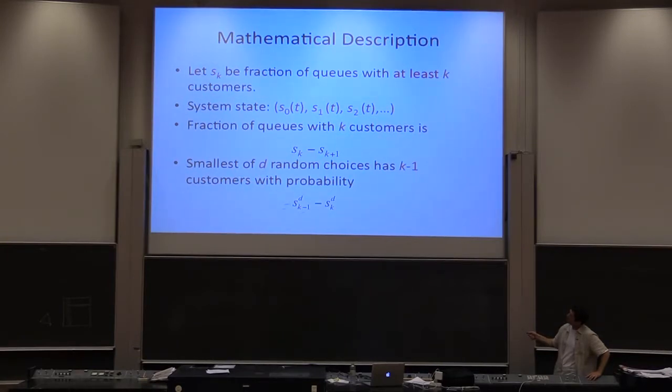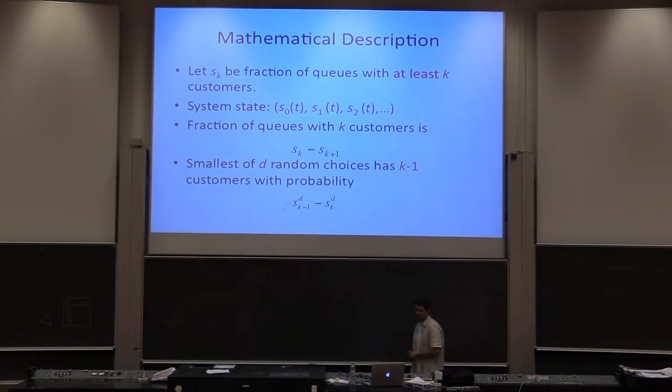And again, the same sort of expression: what's the probability that someone comes in and then picks something that's going to give me a new queue with load k? They have to have all their d choices have load at least k minus 1, but not all have load at least k.